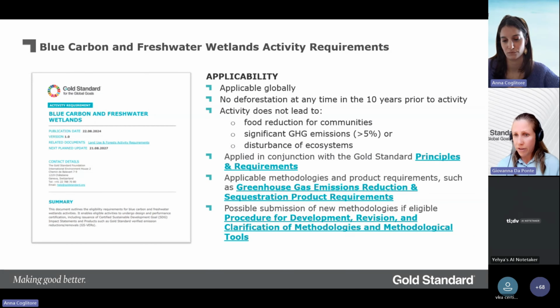When we're talking about the methodology, we would like to revise our greenhouse gas emission reductions and sequestration product requirements. And in case the project developer wants to introduce a new methodology, this is also eligible, and we would like to revise the procedure for development, revision, and clarification of methodologies and methodological tools. Next slide, please.